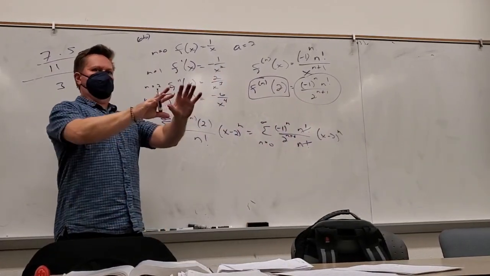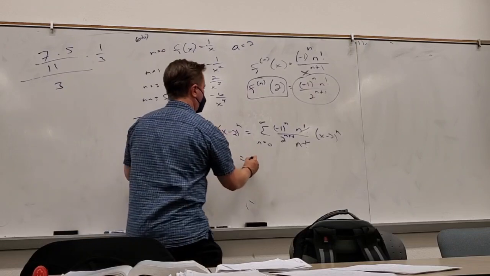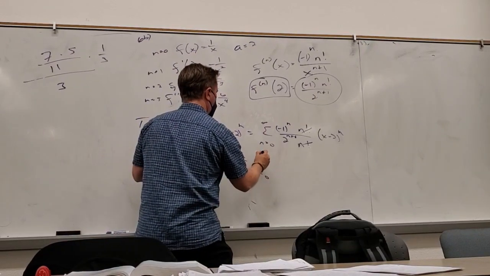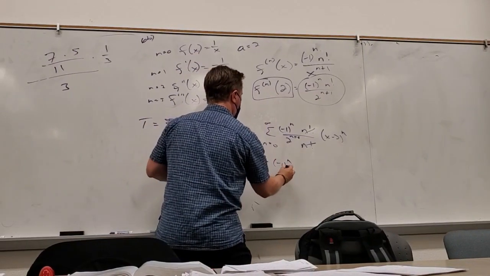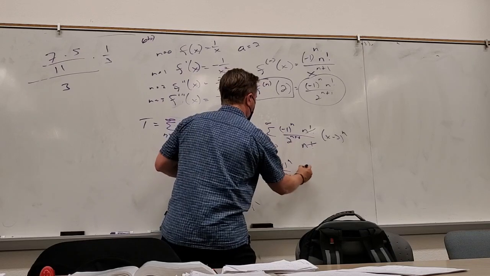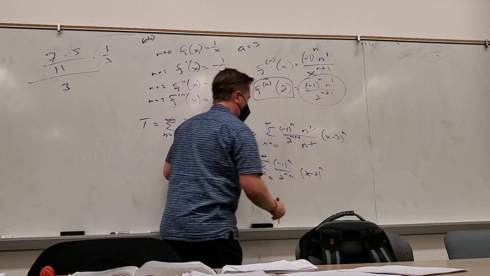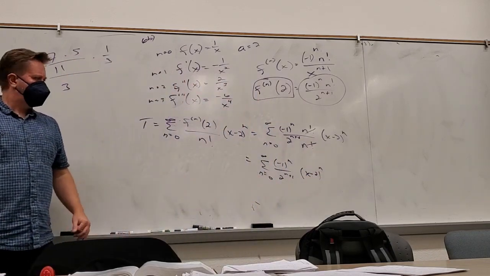All right. So what do we got? We got n over 2 to the n plus 1 times x. Could you pop out a 1/2? Yeah. Totally.